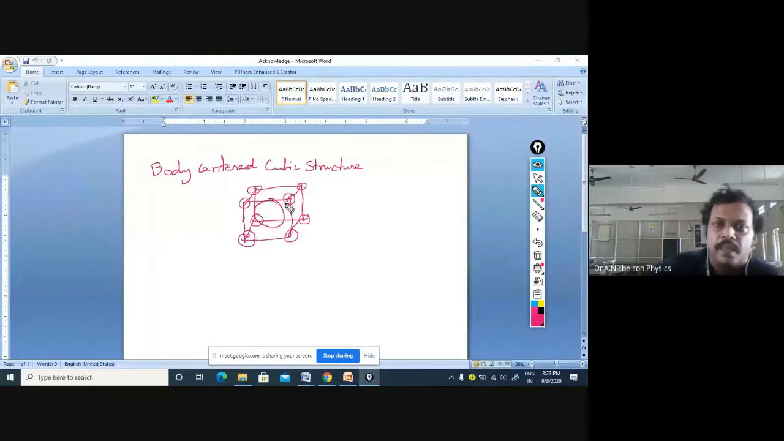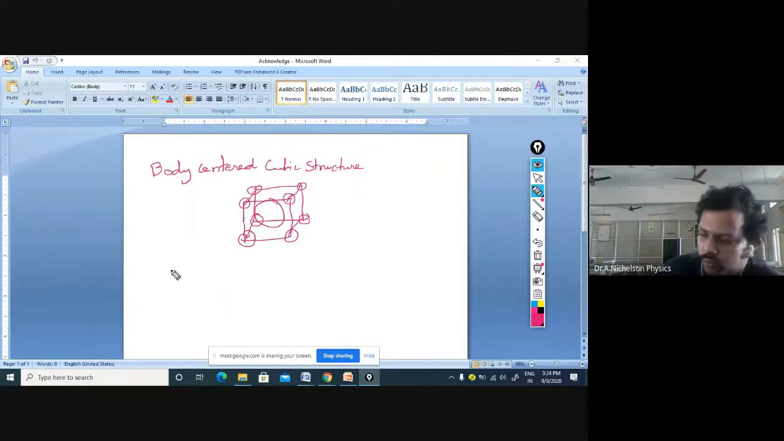This body-centered atom touches all the corner atoms, but a corner atom won't have any contact with another corner atom because of the presence of the atom at the center. Only the center atom touches them. So that's the difference here. So 8 corner atoms and 1 atom at the center. This is the body-centered cubic structure.